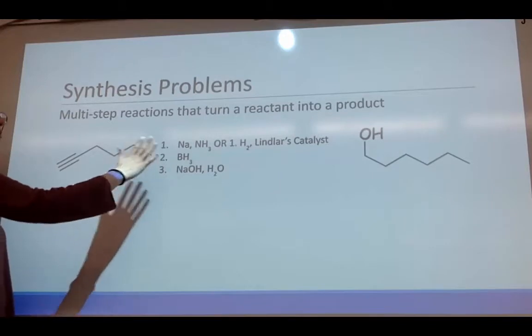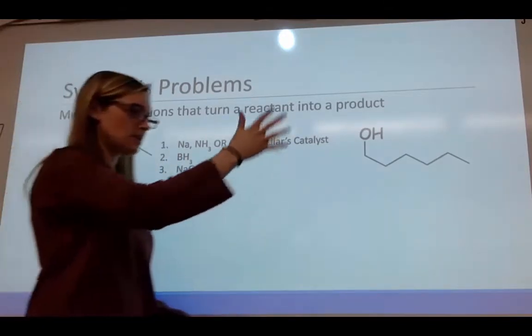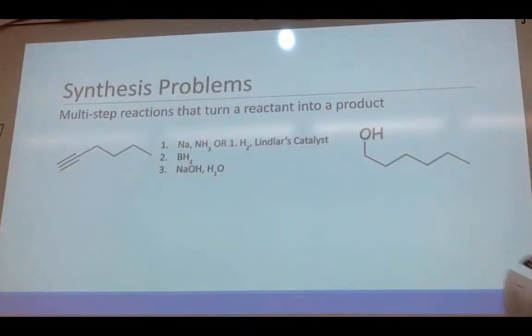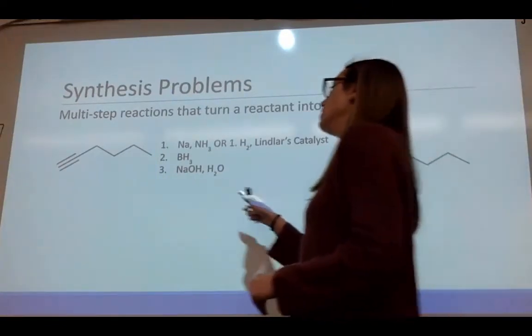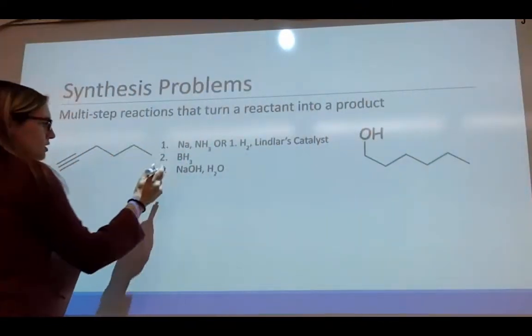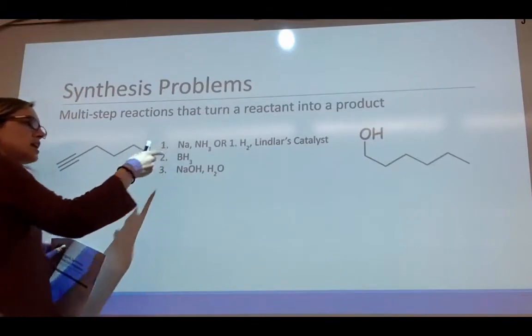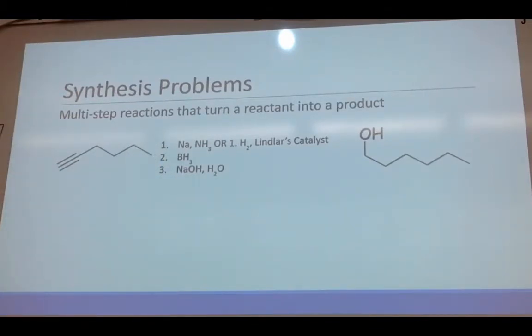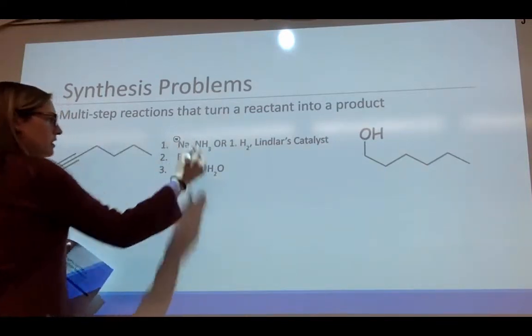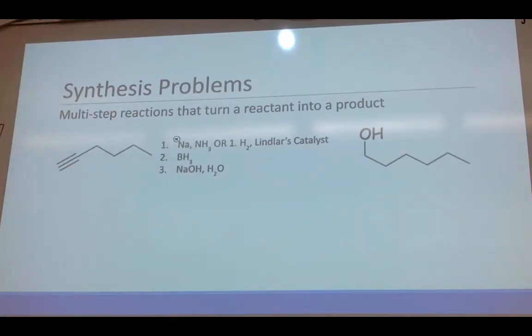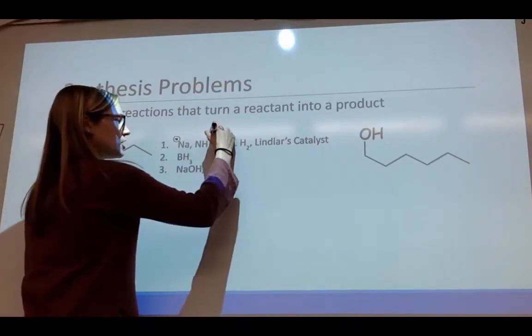Now, just to kind of go through and explain what this does, so we'll add this in onto this slide. We have everything, step 1, 2, and 3. And sometimes some of these steps go together. This is going to become one that we're going to see often: Na and NH3 or H2 and Lindlar's catalyst. And so Na and NH3 or H2 and Lindlar's catalyst, this is hydrogenation.